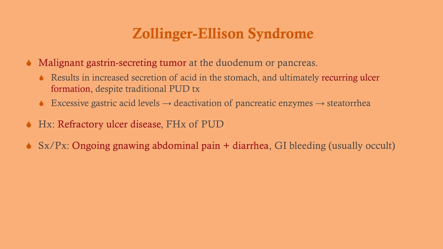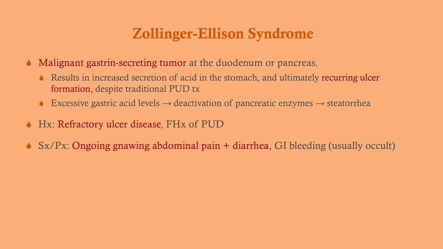Zollinger-Ellison syndrome, you probably remember from Step 1. This is a malignant gastrin-secreting tumor. Usually it's in the duodenum or in the pancreas, and it results in increased secretion of acid. Remember, gastrin increases acid secretion, and that's obviously in the stomach. This results in recurring ulcer formation despite treatment for peptic ulcer disease.